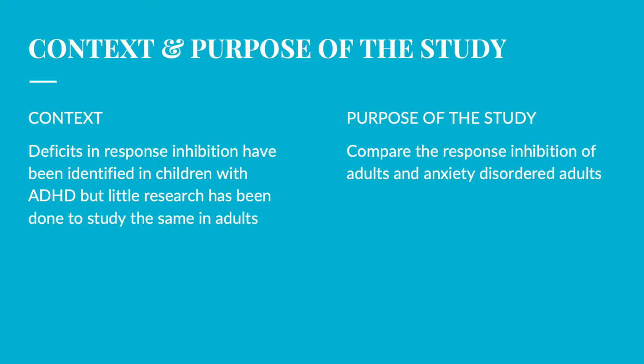Going into the context of this study, many past studies have supported the hypothesis that children with ADHD have deficits with inhibition. However, there has been little research done to study the same effects in adults with ADHD. Going a little deeper into the background of the study, in 1997, Quay suggested that an under-responsive behavioral inhibition system, or BIS, is to blame for ADHD. Due to this under-responsiveness, impulsive, hyperactive, and even inattentive behaviors ensue.